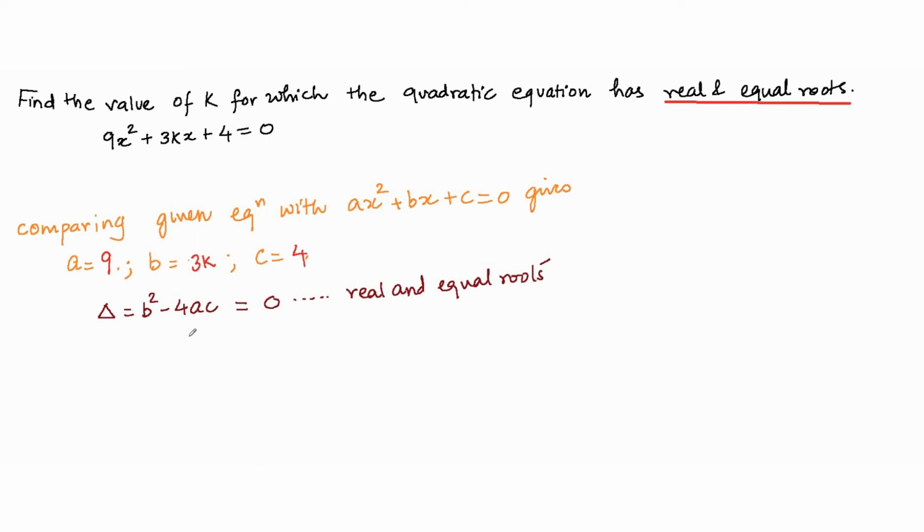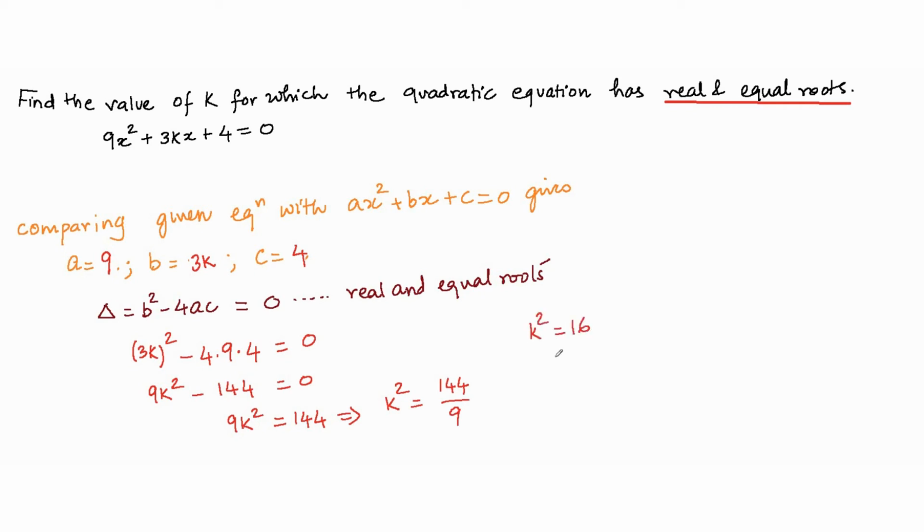I know that for real and equal roots, the discriminant should be 0, which means 3k the whole square minus 4 into 9 into 4 should be equal to 0. 3k the whole square is 9k square minus 4 4s are 16, 9s are 144 is equal to 0. Which means 9k square is equal to 144, and this implies k square is 144 divided by 9. So k square is therefore equal to 16. If k square is 16, it means k is square root of 16, and therefore k is equal to plus or minus 4. So the value of k for which the given quadratic equation will have real and equal roots is plus or minus 4. Again pausing for a few seconds.